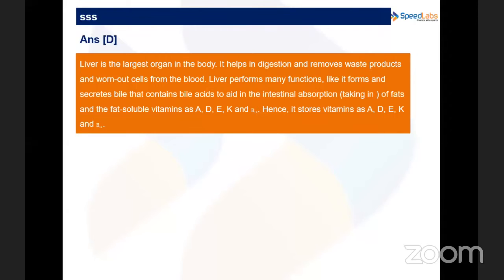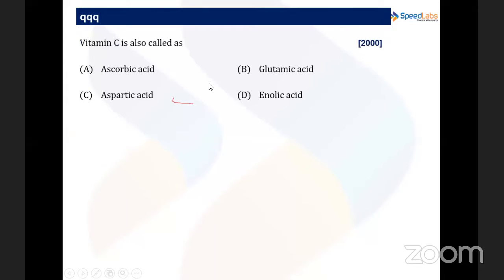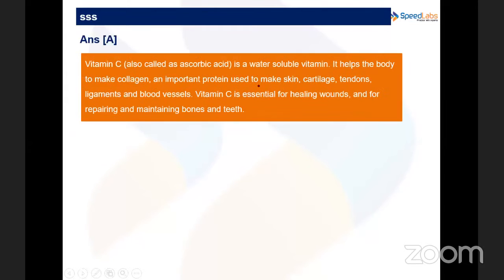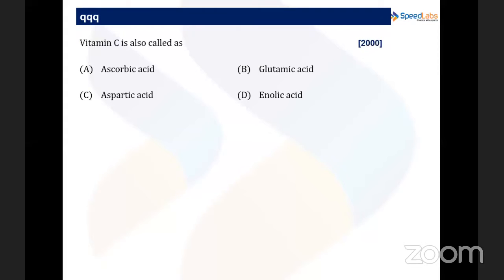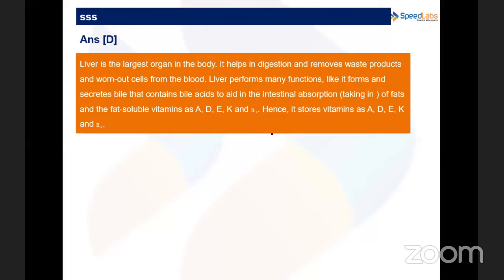So as you all know, liver is the largest organ of the body. It helps in digestion and removes waste products and worn out cells from the blood. So what is the function of liver? It forms and secretes bile that contains bile acids that aid in the intestinal absorption, taking in of fats and fat soluble vitamins.